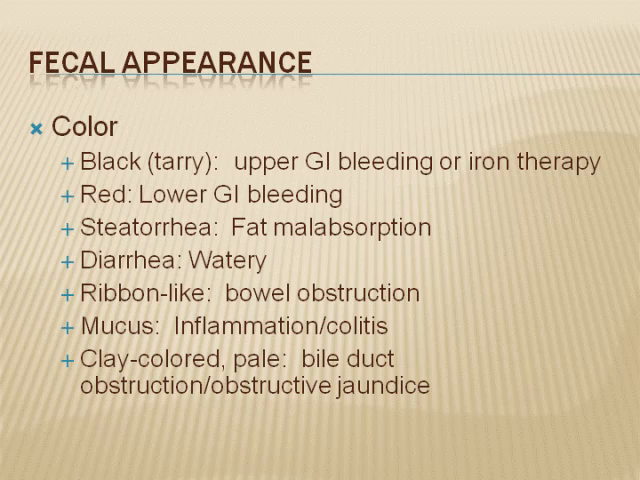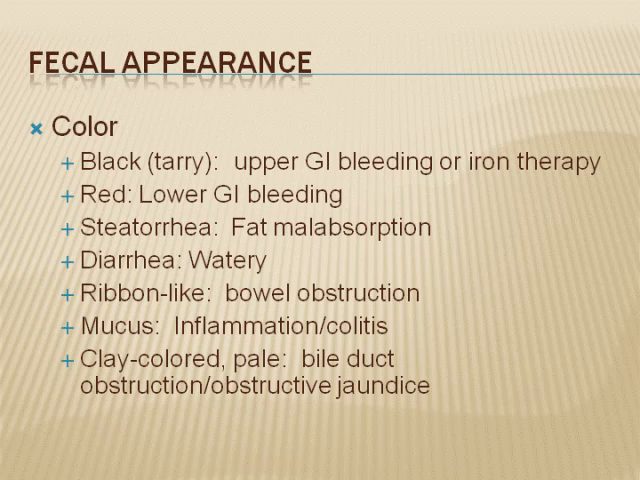Stool samples or fecal material should look normally brownish. There are all kinds of different colors that are associated with the food that we eat. However, there are some colors that should not be normal. A black tarry appearance of stool samples indicates upper GI bleeding. A red color of stool indicates lower GI bleeding.